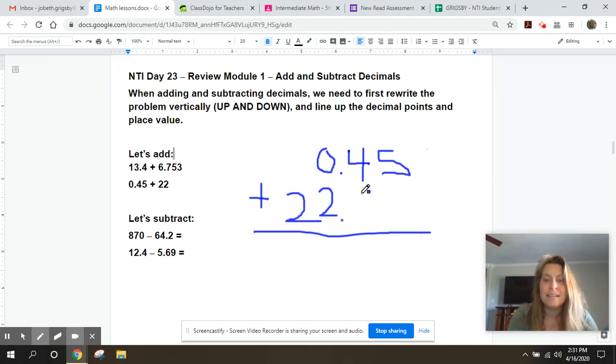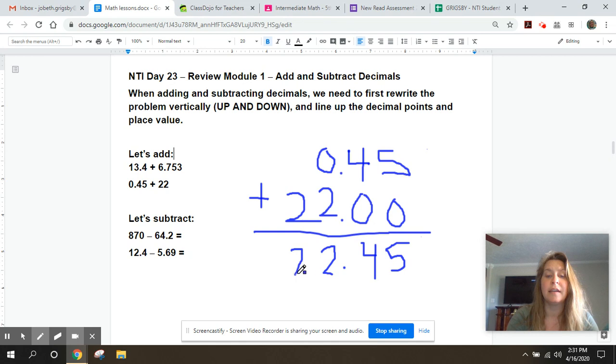All right, like I said, some people in my class like to fill in those empty place values with zeros, which is fine, and you're definitely going to have to do that with subtraction, so you might as well. 5 plus 0 is 5. 4 plus 0 is 4. The decimal keeps its place value. 2 plus 0 is 2. And you have 22 and 45 hundredths.